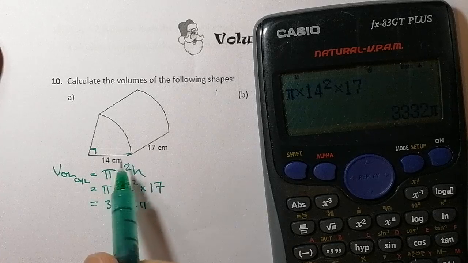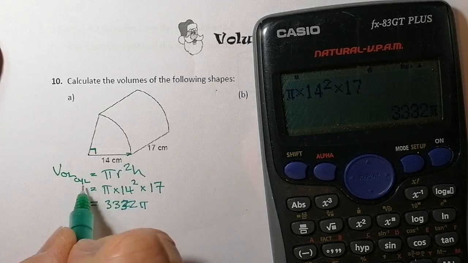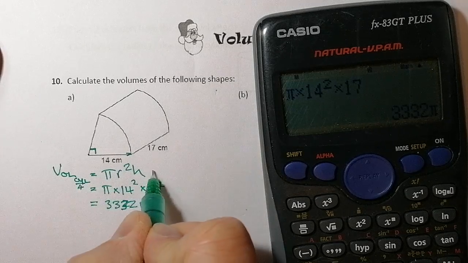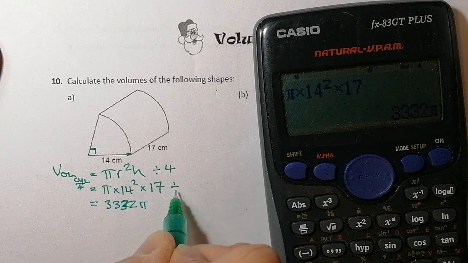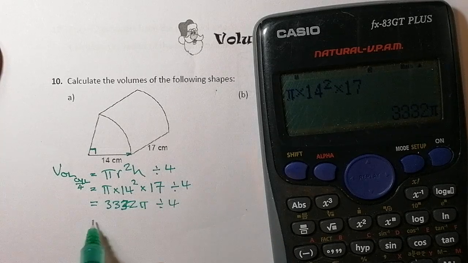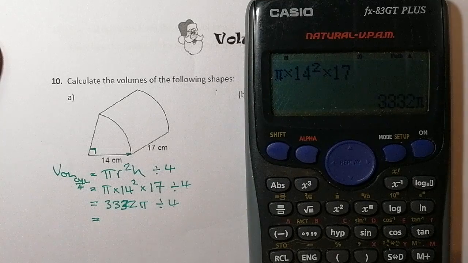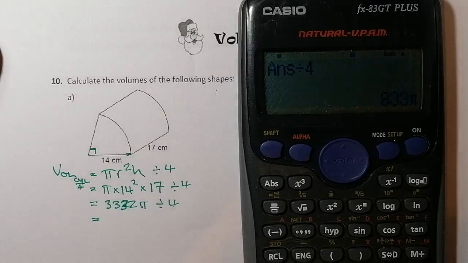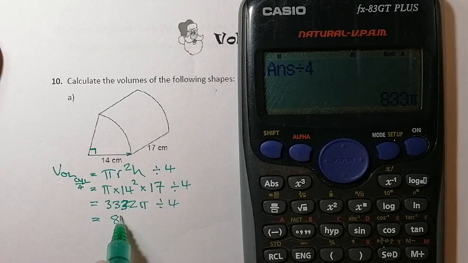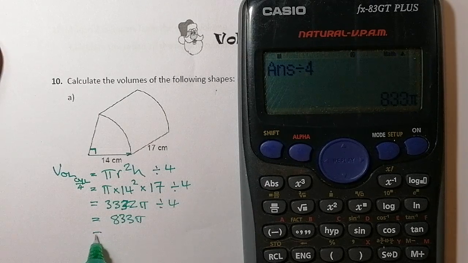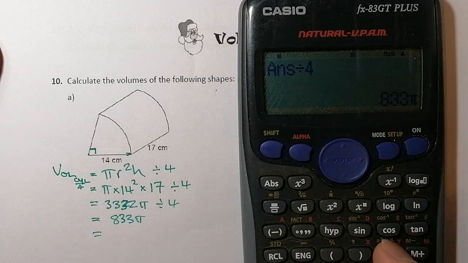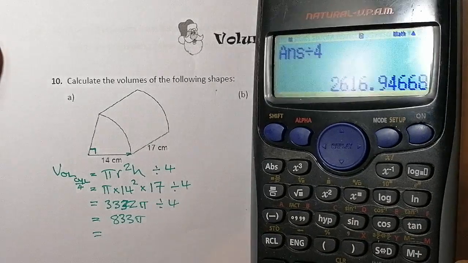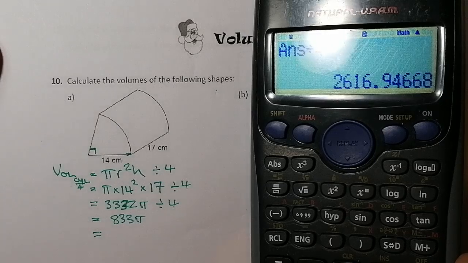The thing here that I'm really after is it's a quarter of a cylinder. So I'm going to divide this by 4. Dividing by 4 on the calculator should give me 833 pi. I'm going to write that down so you can see it, 833 pi. Then I'm going to press the SD button, and that should give me my final answer there.